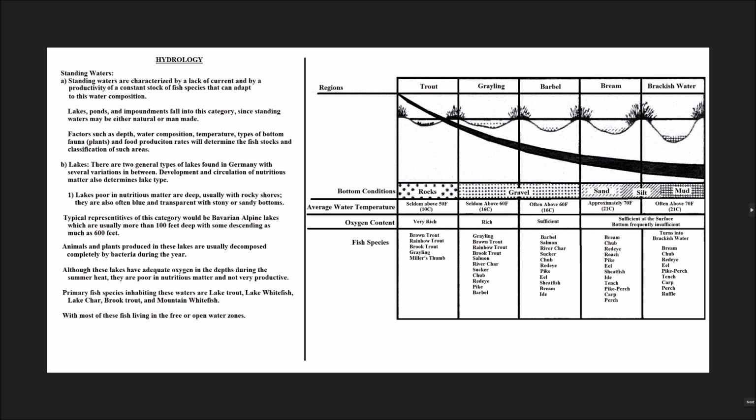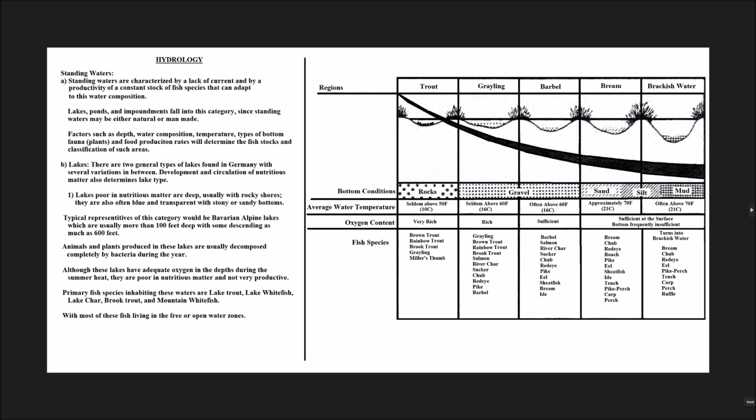Lakes. There are two general types of lakes found in Germany, with several variations in between. Development and circulation of nutritious matter also determines lake type. Lakes poor in nutritious matter are deep, usually with rocky shores. They are also often blue and transparent with stony or sandy bottoms. Typical representatives of this category would be the Bavarian alpine lakes, which are usually more than 100 feet deep, with some descending as much as 600 feet.